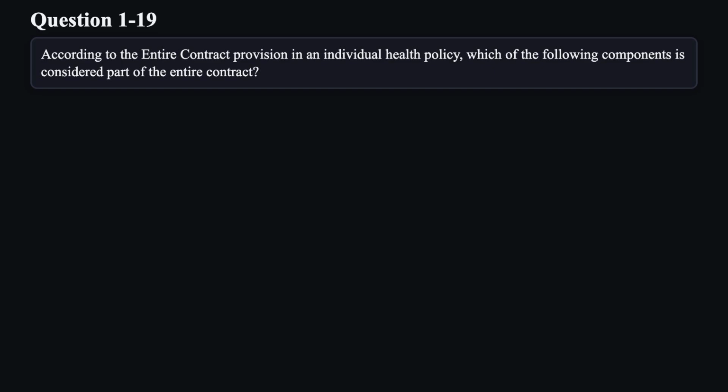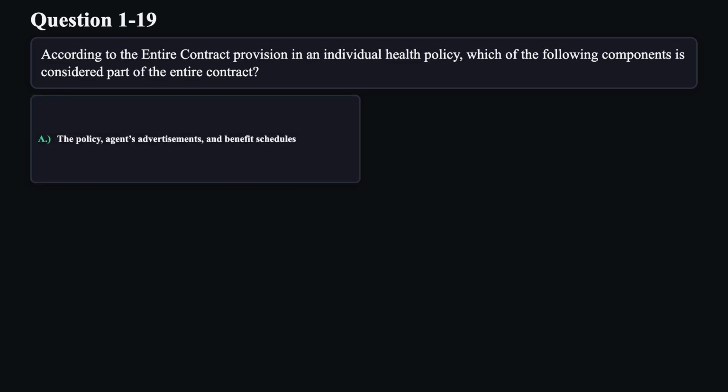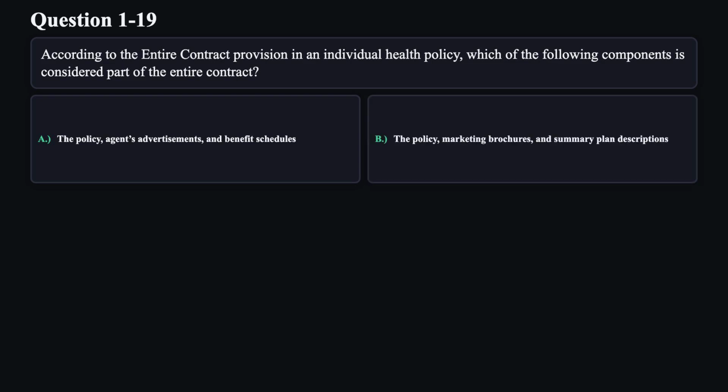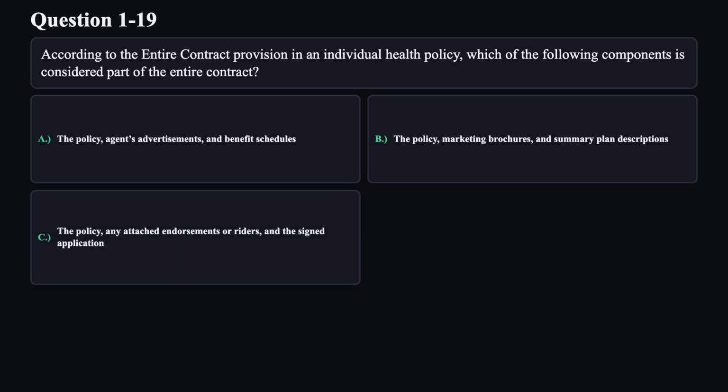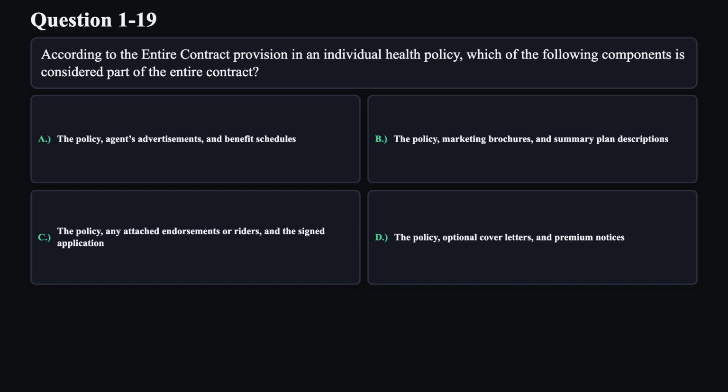Question 19. According to the entire contract provision in an individual health policy, which of the following components is considered part of the entire contract? A. The policy, agent's advertisements, and benefit schedules. B. The policy, marketing brochures, and summary plan descriptions. C. The policy, any attached endorsements or riders, and the signed application. D. The policy, optional cover letters, and premium notices.